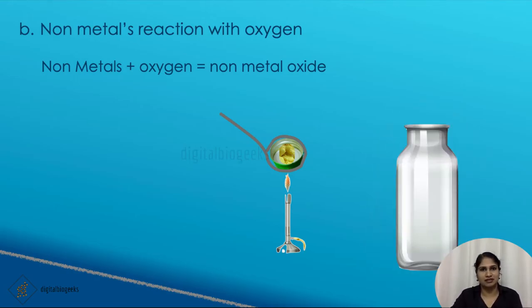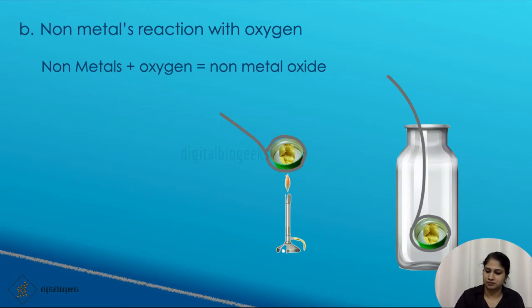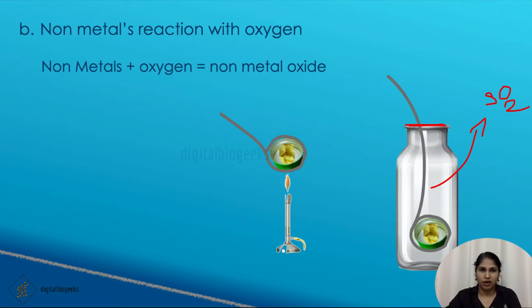Now keep this immediately inside a glass beaker and cover that with a lid so that the gas produced won't escape. Cover it with a lid, then the gas won't escape outside. This gas is sulfur dioxide. After some time, when we pour a small amount of water into it and put a blue litmus paper into that solution, that will turn red. That means the product formed is acidic.